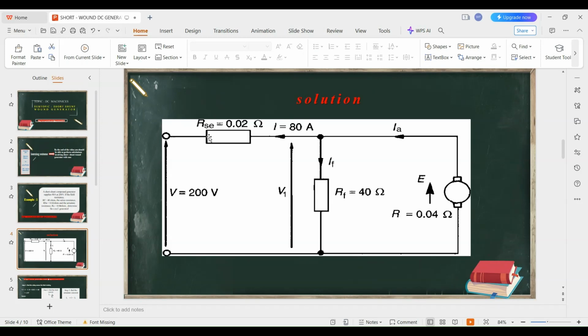We have the field resistance as 30 ohms, the series resistance as 0.03 ohms, and the armature resistance as 0.05 ohms. Then the first step, remember we said we have to look for the voltage drop across the series resistance. After getting the voltage drop, we add it to the supply voltage to get the terminal voltage V1. After that, you look for the field current flowing through the field resistance. Then you look for the armature current. Then you'll be in a position to solve the problem because you have everything required. Let's go step by step so that you may capture what I am saying.